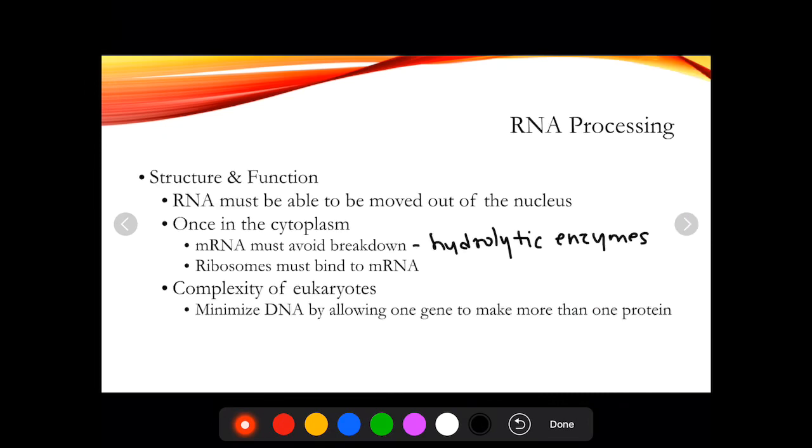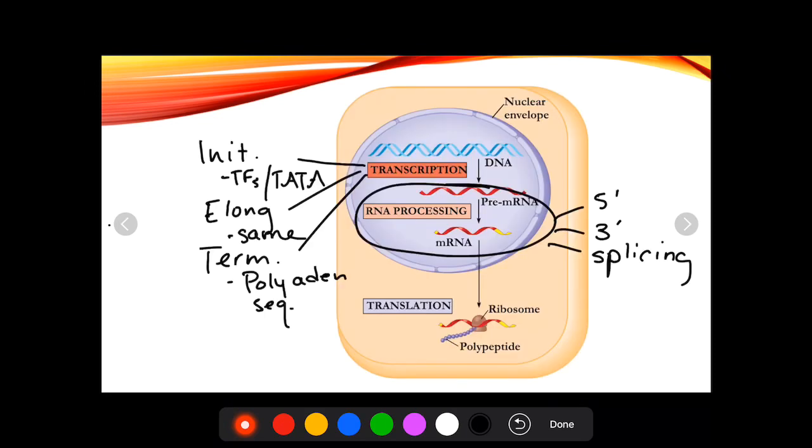Okay, if you take a look at this one, it's really going to highlight all of those main differences between the prokaryotes and the eukaryotes. All of this is just for eukaryotes. If we take a look at prokaryotes, they don't have transcription factors. They don't have the TATA box as part of the promoter.